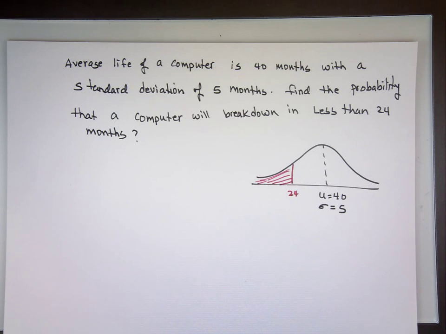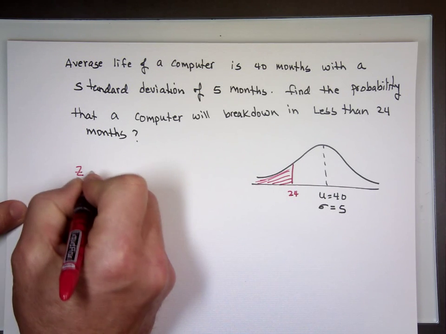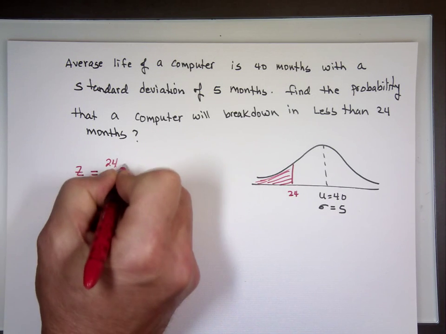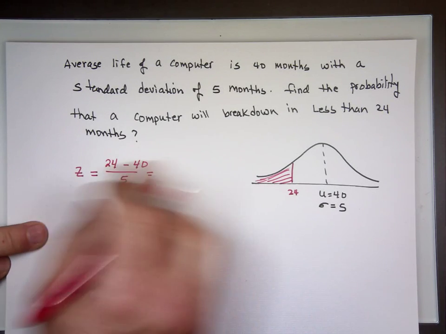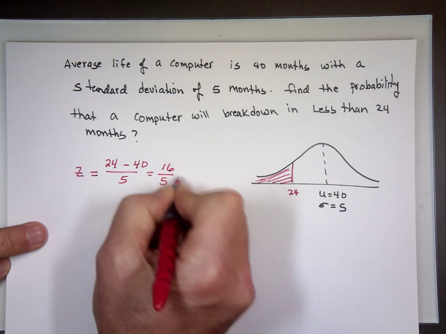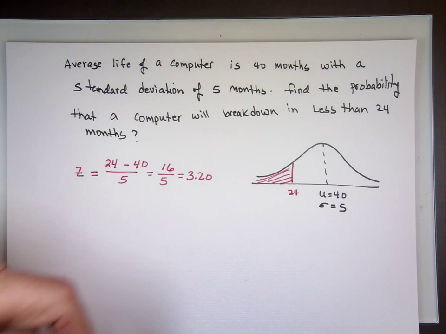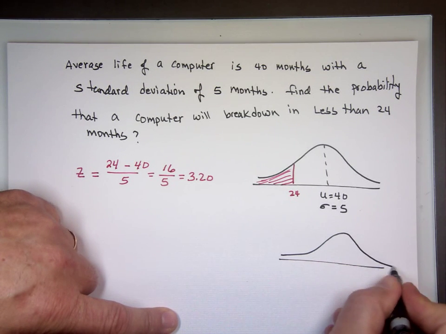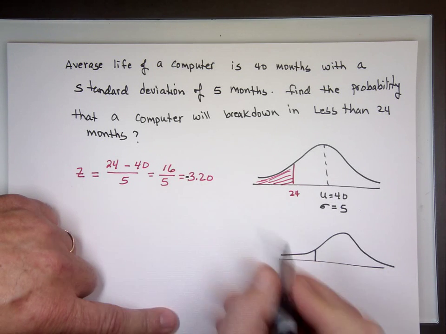So what is the z value for that 24? Z equals what? 24 minus 40 divided by 5. 24 minus 40, is that 16? Is it 3.20? Let's see what percent of the computers now will come back for repair or replacement. Z is negative here, yep. Negative 3.20.